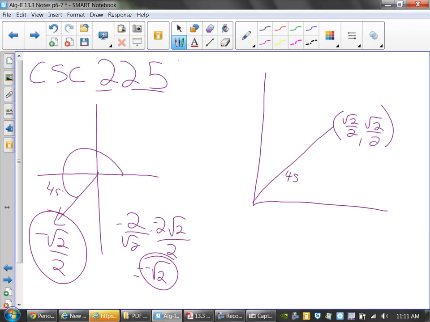So any of these angles that are in the second, third, and fourth quadrant, they're all going to be negative? No. Are your ordered pairs always negative in the second, third, and fourth quadrant? Are all ordered pairs positive or negative for second, third, and fourth quadrant? No. Again.